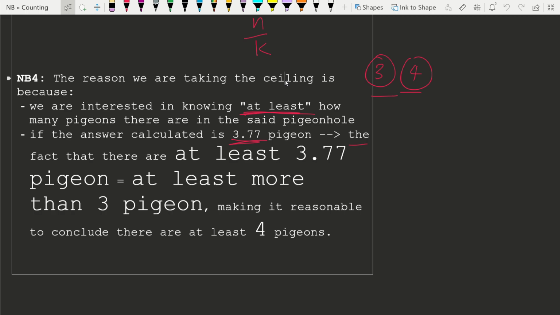The fact that there are at least 3.77 pigeons means at least more than 3 pigeons. So, what is at least more than 3 pigeons? That means 3 plus 1, because the next integer after 3 is 4. That's why we can reasonably conclude that there are at least 4 pigeons if the calculation we got was 3.77. So this is the reason why we use the ceiling instead of the floor.